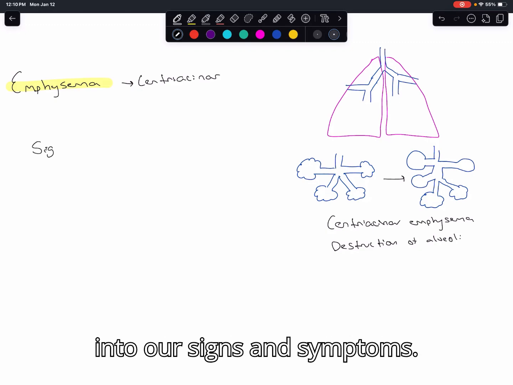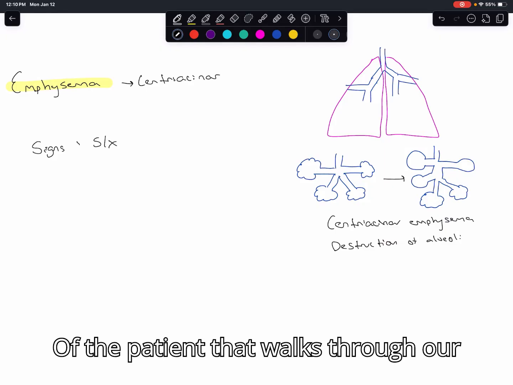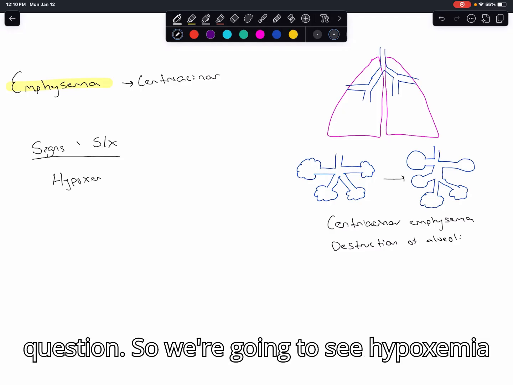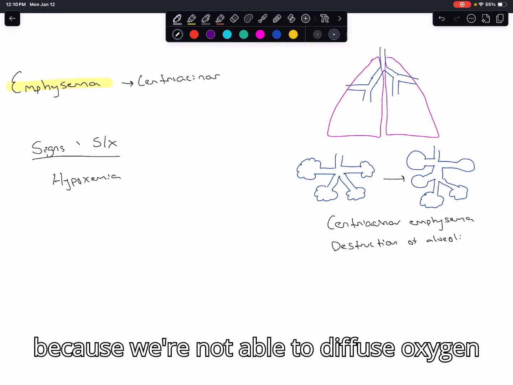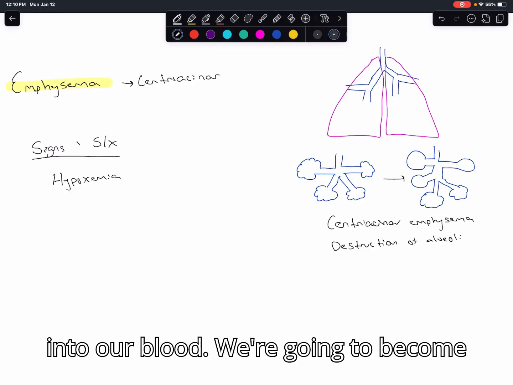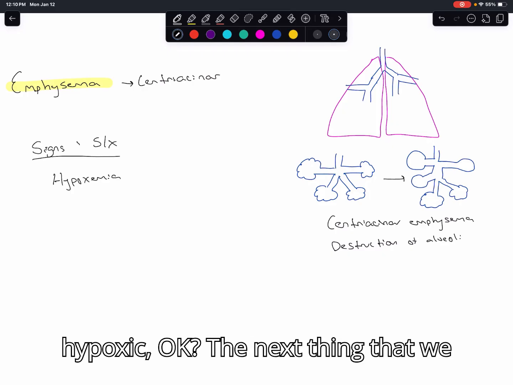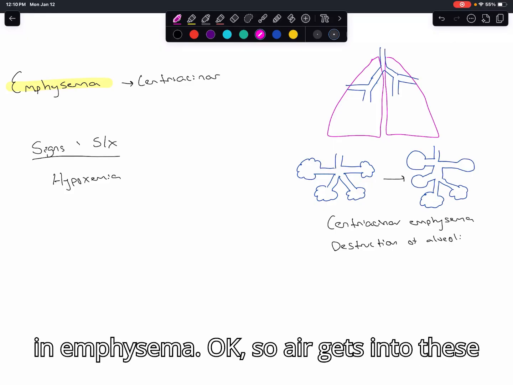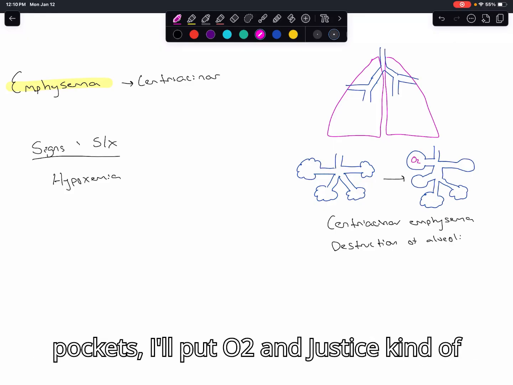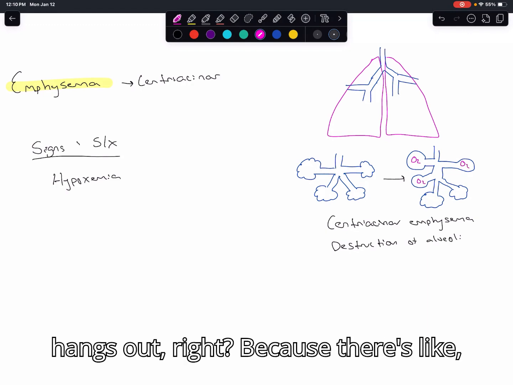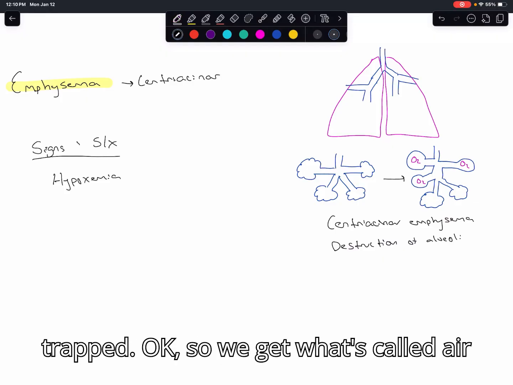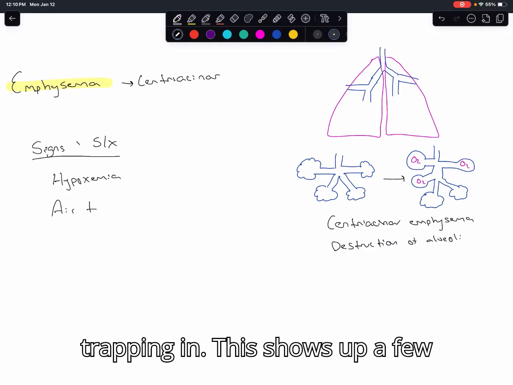Let's go into the signs and symptoms of the patient that walks through our door or the person in our test question. So we're going to see hypoxemia. Because we're not able to diffuse oxygen into our blood, we're going to become hypoxic. The next thing that we might see is we get air trapping in emphysema, okay? So air gets into these pockets, I'll put O2, and just kind of hangs out, right? Because it's just this big open area, air can get trapped. So we get what's called air trapping.